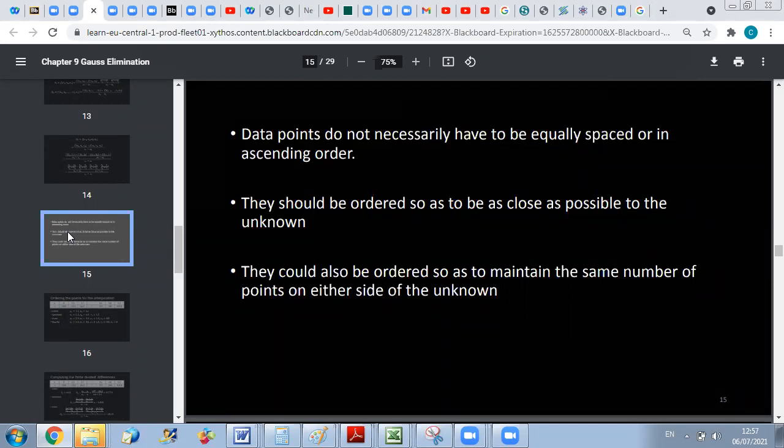We will see what the criterion is. The criterion to choose the data is that they should be as close as possible to the unknown. When we do the example you will understand it better. And they could also be ordered so as to maintain the same number of points on either side of the unknown. We try as much as possible to take points before and after the point of interest.